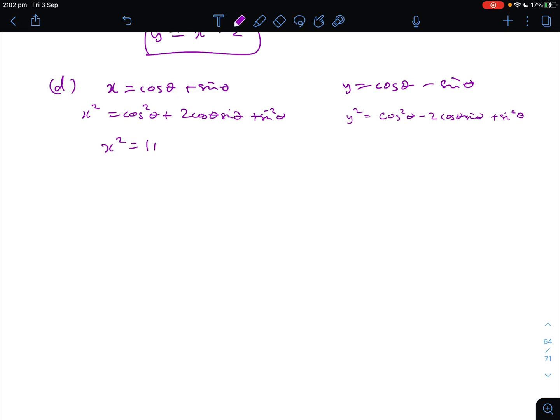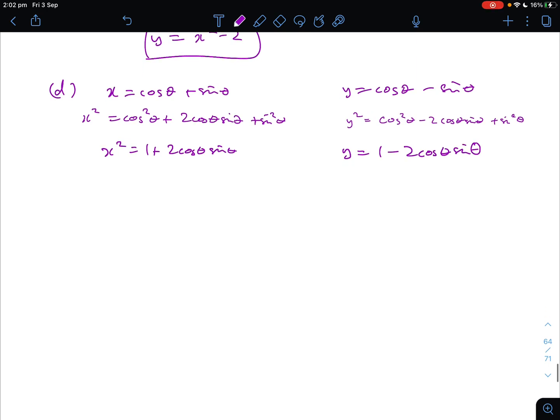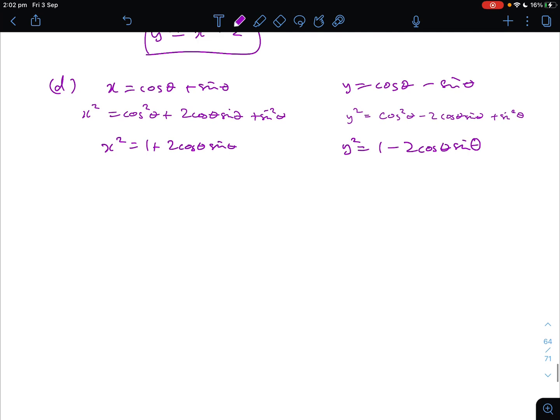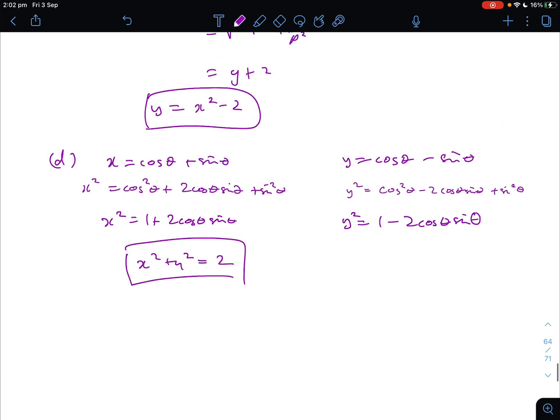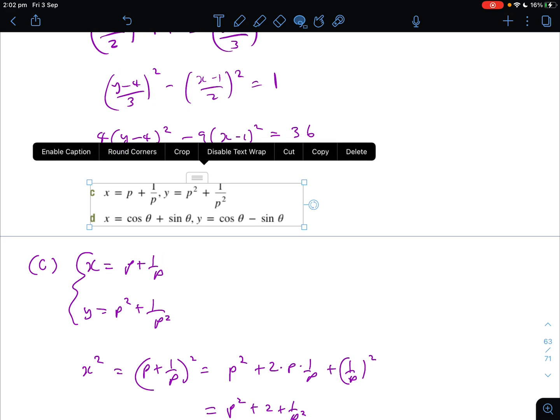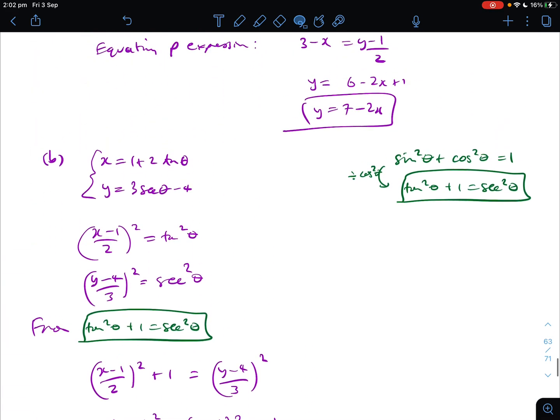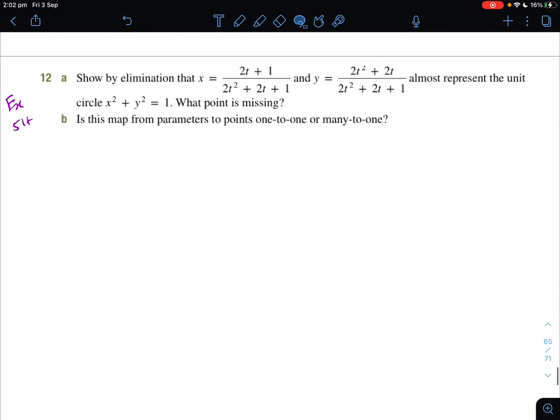If x squared is that, then x squared is 1 plus 2 cos theta sine theta, because sine squared theta plus cos squared theta is 1, and y squared is 1 minus 2 cos theta sine theta, and you fairly quickly get to an x squared plus y squared situation, and I think you can see that it's 2. It's a circle, center the origin, radius 2. So those are some of the tricks, basically looking at them, squaring various things, adding them, using trig identities, etc.